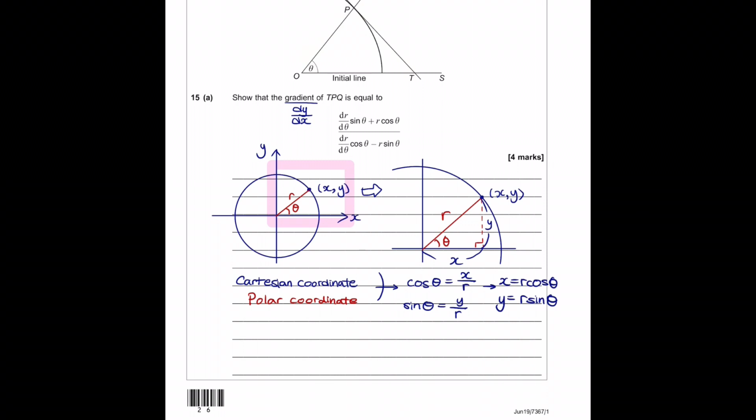Just by writing this relationship, it will give you 1 mark. So make sure you remember that. So now back to our question, gradient.